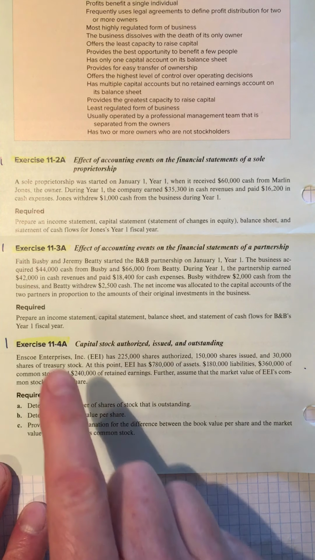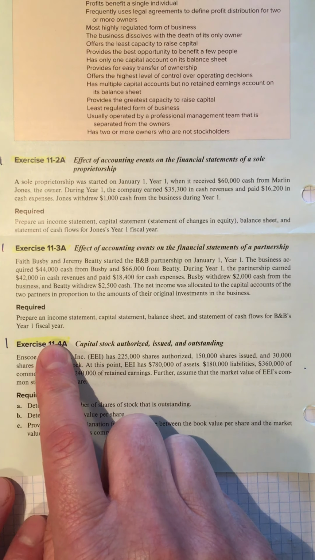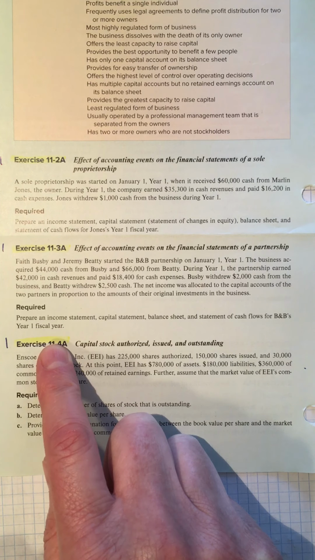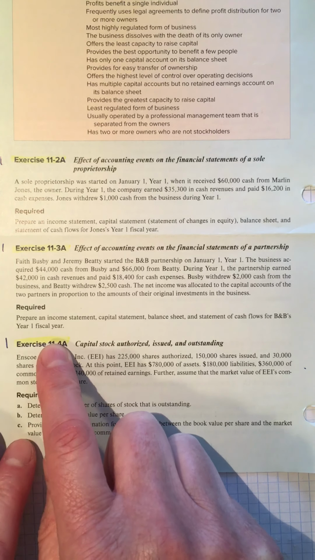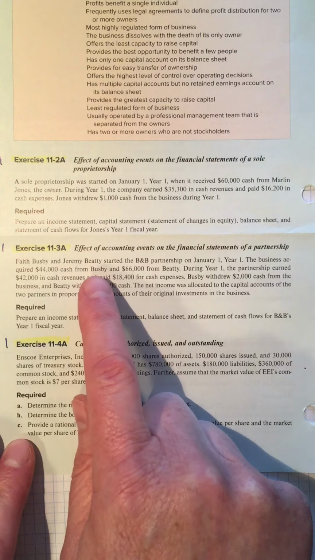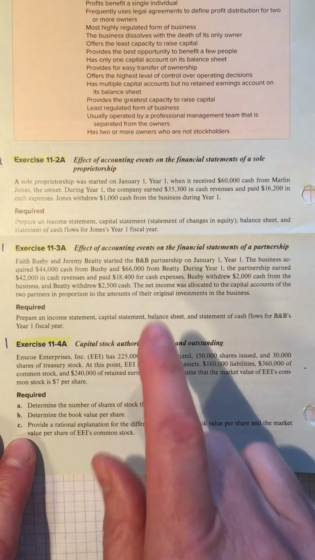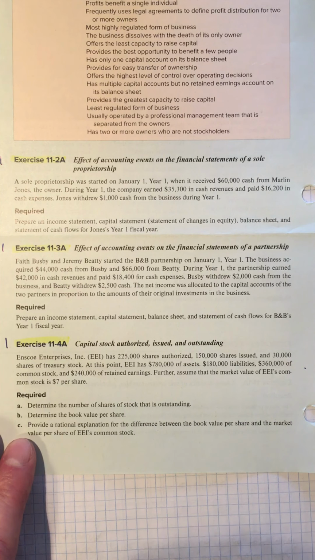The first one I want to look at is exercise 11-3A. This deals with partnerships and it could be a little bit tricky about how they split up the profit here. So here we have Faith Busby and Jeremy Beatty starting a B&B partnership on January 1. Business acquired $44,000 in cash from Busby, $66,000 from Beatty. Those were the contributions they made to the partnership.